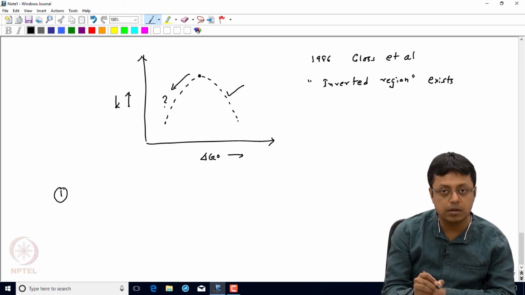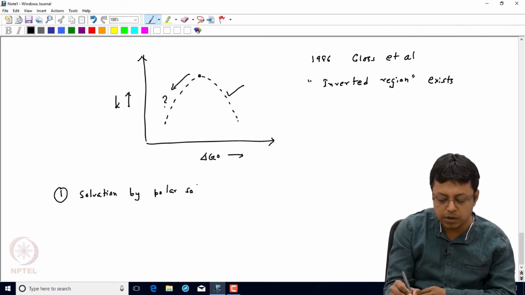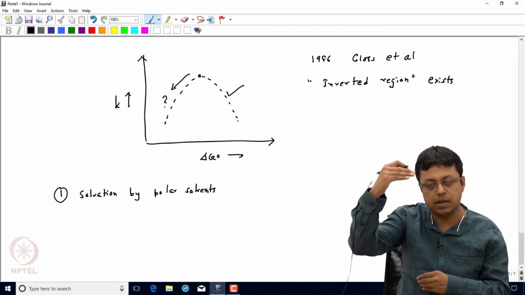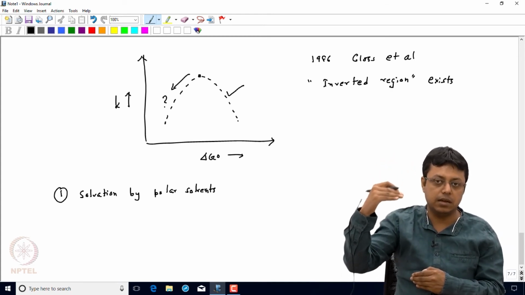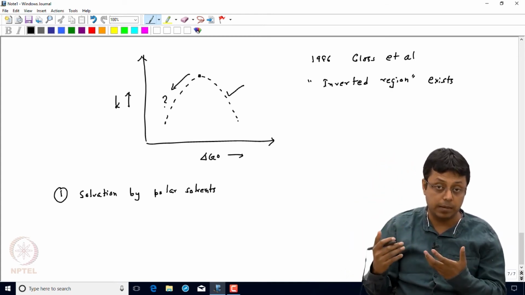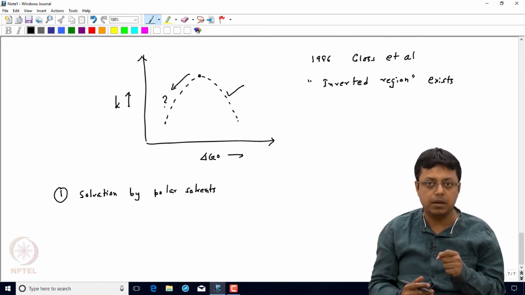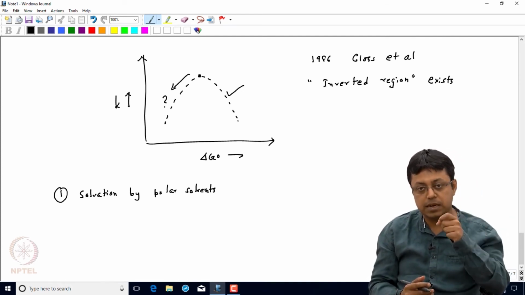So we talked about the dynamic effect of solvents, and we first talked about solvation by polar solvents. And there we talked about what a polar solvent does to a solute: it stabilizes its electronic energy states, but this stabilization happens over time.